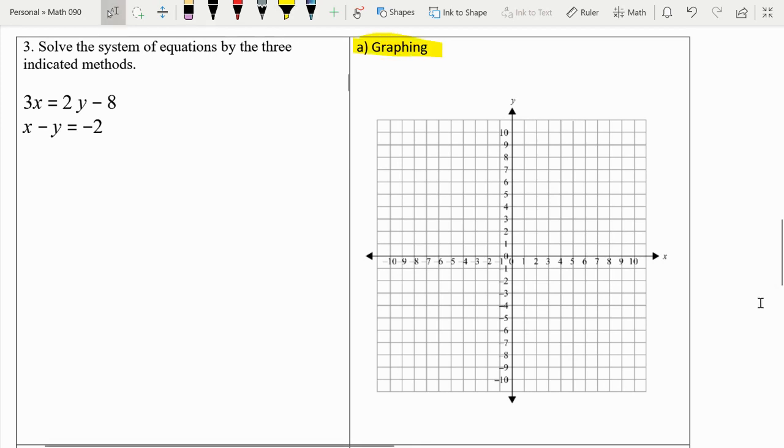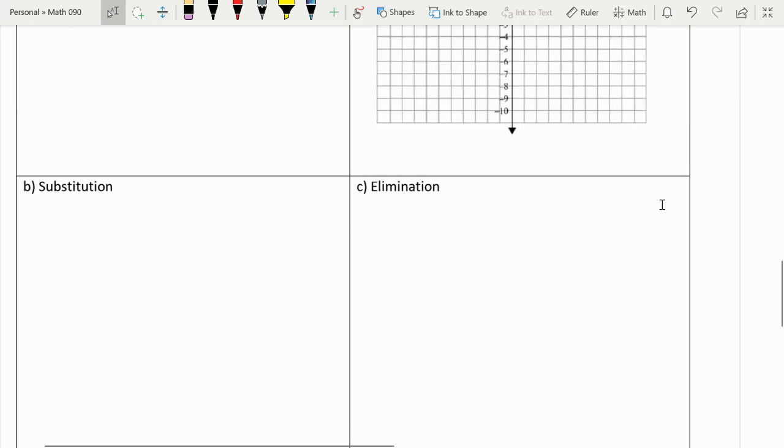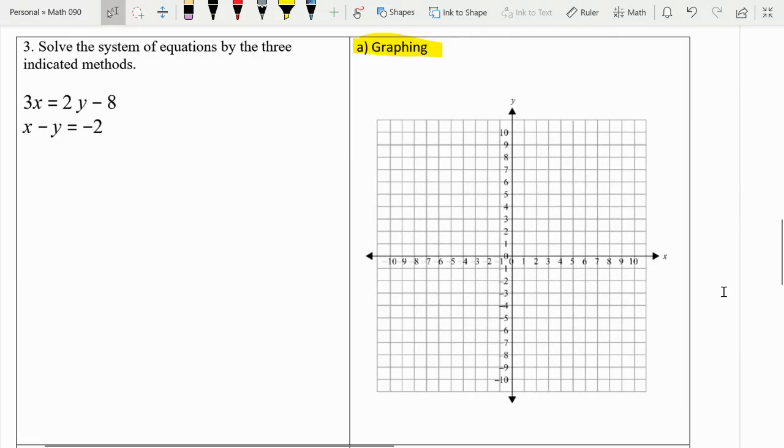All right, so when we graph, that means we have to get y by itself. Then we're going to do substitution. We'll do the substitution method, and that was what we did in that last video. And then we'll do the elimination method. Okay, so I'll remind you guys how to do the substitution and the graphing.